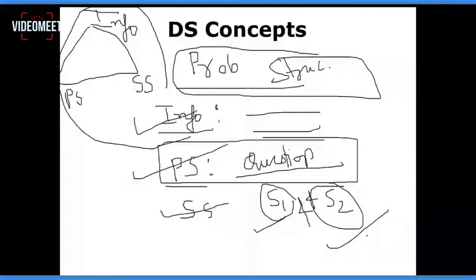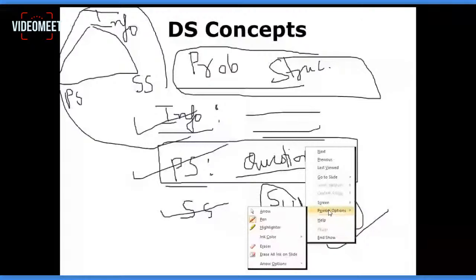Okay, now let us understand this whole concept through a very simple example. Now let me ask you the question. The information is a square equal to 9. A square equal to 9 is the information. The problem statement is: what is the value of a? This is the problem statement. What is the value of a?